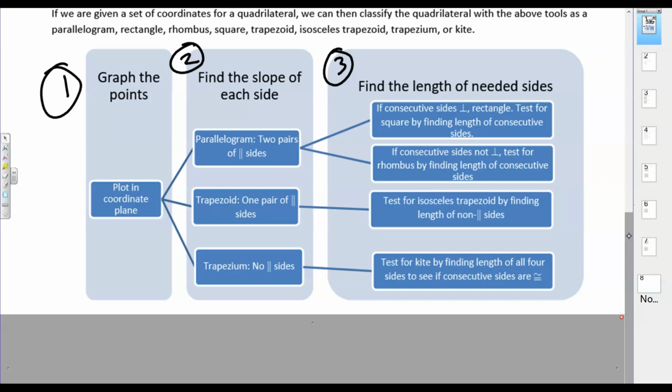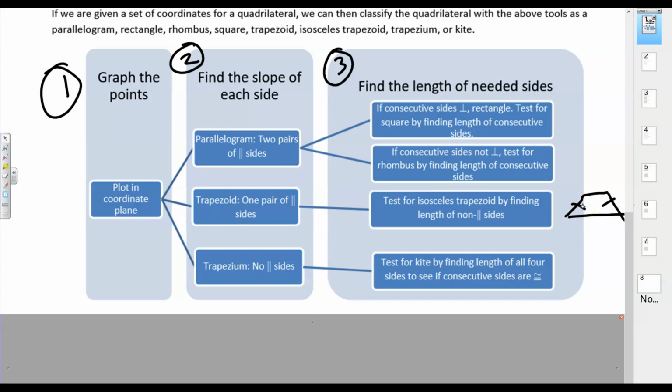So if it's a parallelogram, and in this step I also determine if it's a rectangle. If it turns out it's a rectangle, I'm going to test to see if it's a square by finding the length of consecutive sides. If it's, on the other hand, not a rectangle, I'm going to test to see if it's a rhombus by also finding the length of consecutive sides. Whereas if I get that it's a trapezoid, I have to test for an isosceles trapezoid by finding the length of non-parallel sides. So that would be finding the length of these guys, right? If those are congruent, then we know it's an isosceles trapezoid.